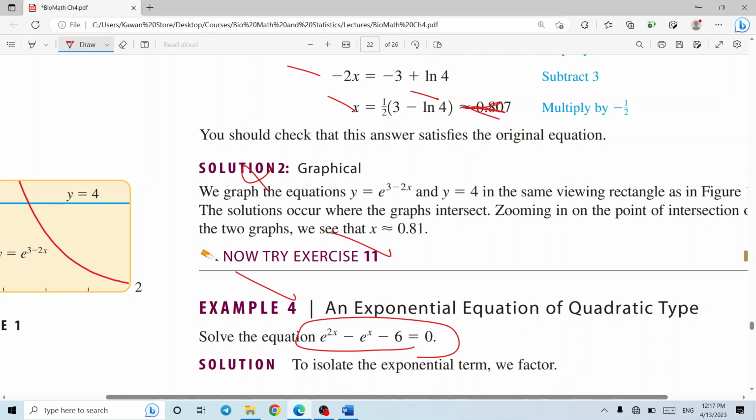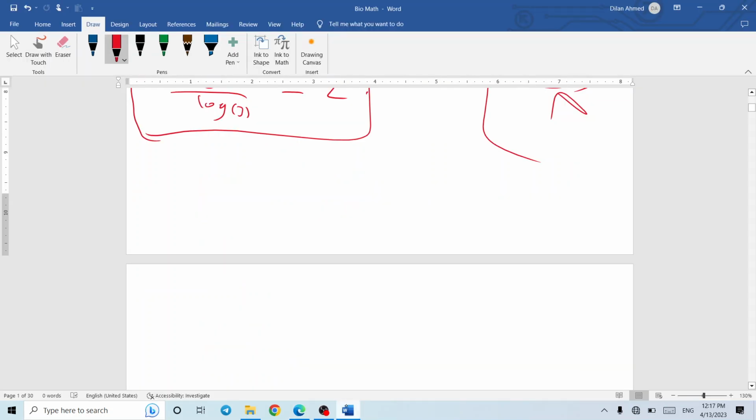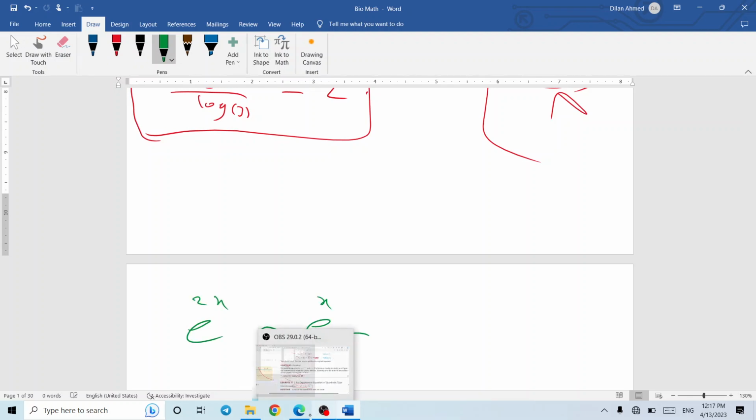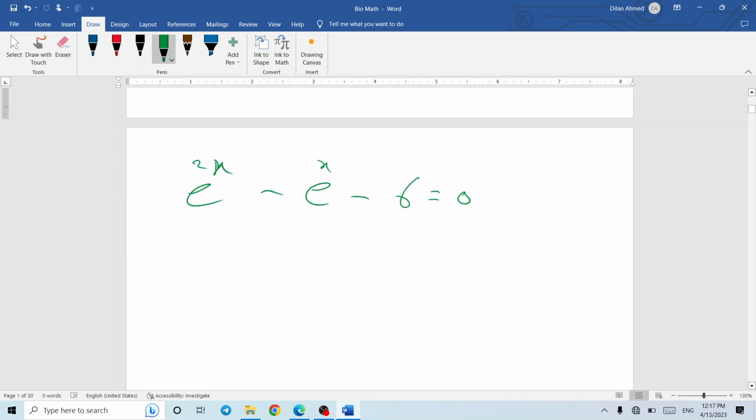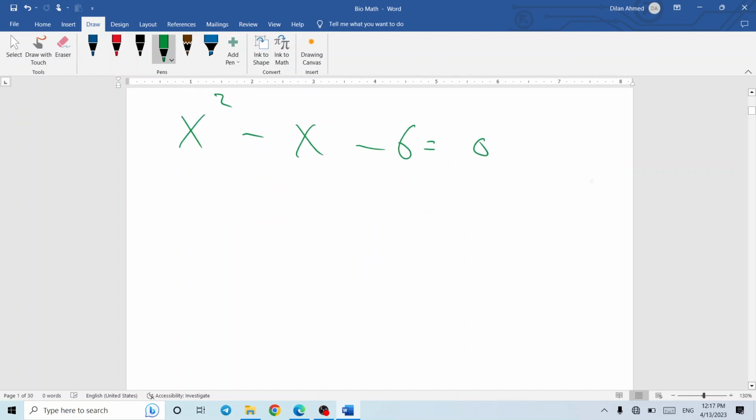Look, e to power 2x minus e to power x minus 6. Kindly listen to me, this is new. e to power 2x minus e to power x minus 6 equal to 0. Forget about e. Solve that one for me. How do we solve this equation? Forget about e, kaka. e is not included. Yalla, how do we solve that one?